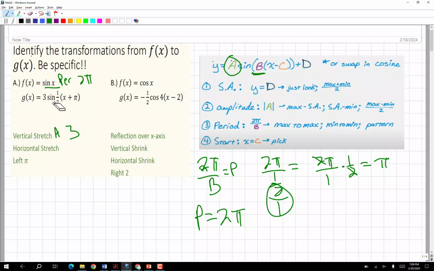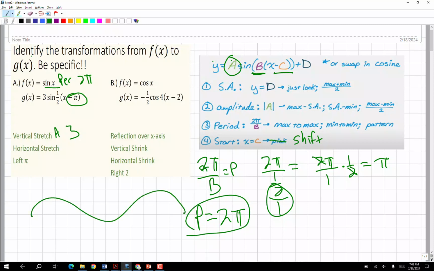Okay, and then this part right here, remember, it's the opposite. So this is our shift. This isn't the pick. This is the shift. And because it's negative, see how this says positive, so instead of going right, it's going to go left. It's going to go left a pi amount. Okay. So that's kind of the deal. Your period should be 2 pi, but our period is going to be just pi. So it'd be shorter. Okay.